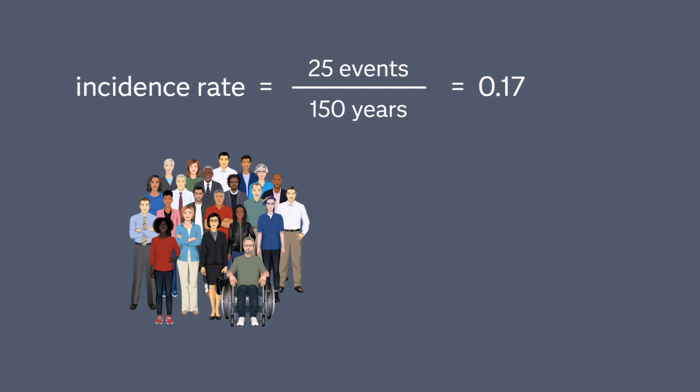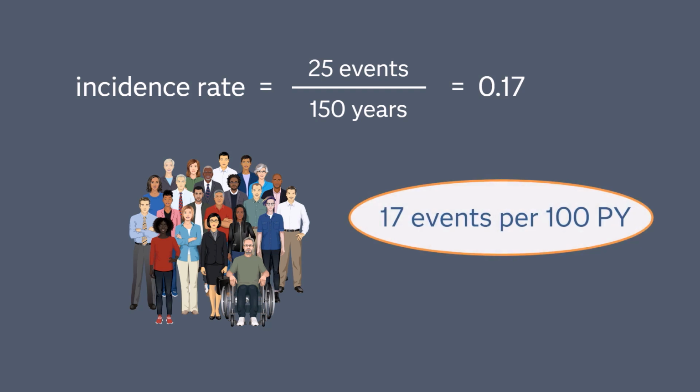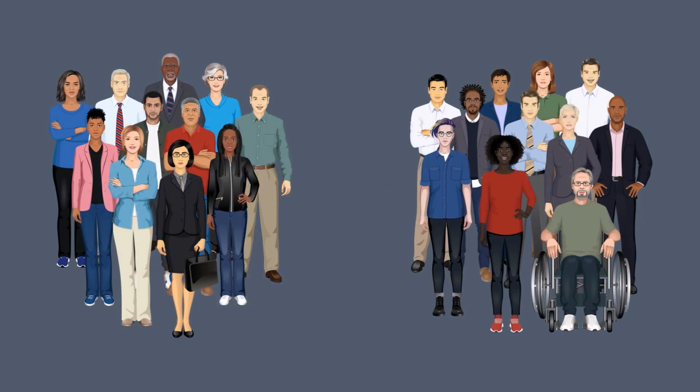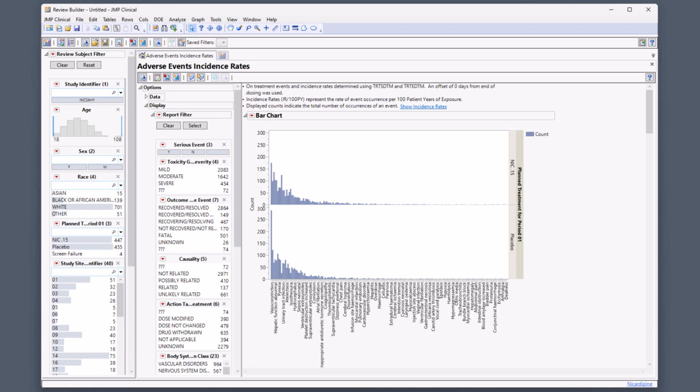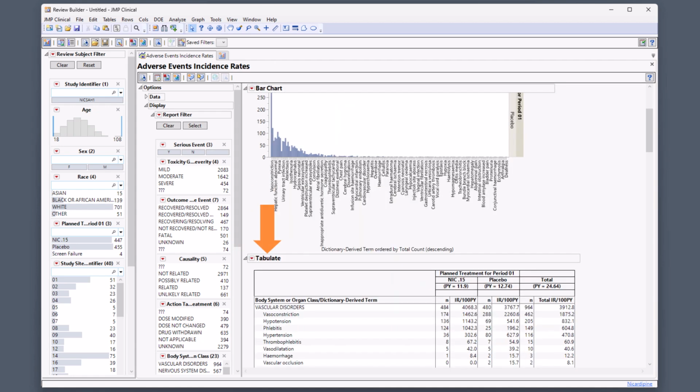A common multiplier of incidence rates is 100, so in this example, the incidence rate would be 17 per 100 patient years. These rates can then be analyzed across different treatment groups or another comparator. The information in the Adverse Events Incidence Rates report is displayed as both a bar chart and in tabular form.